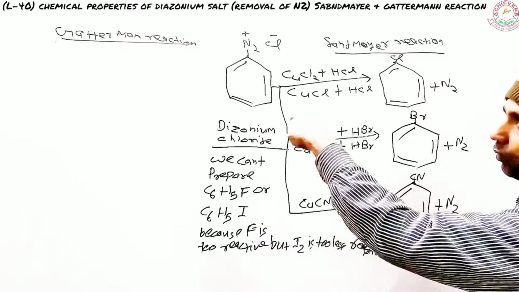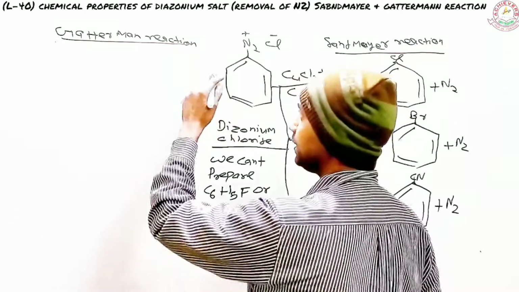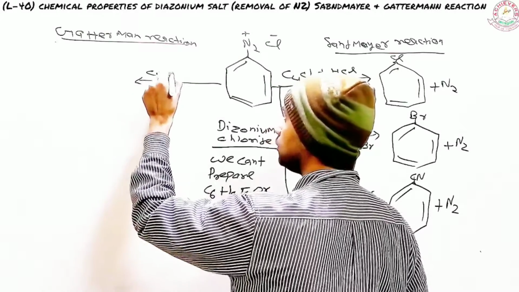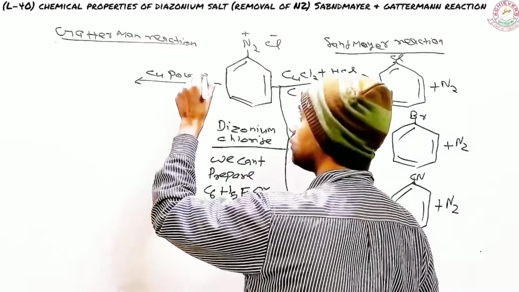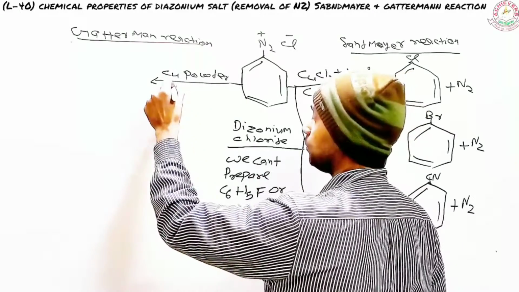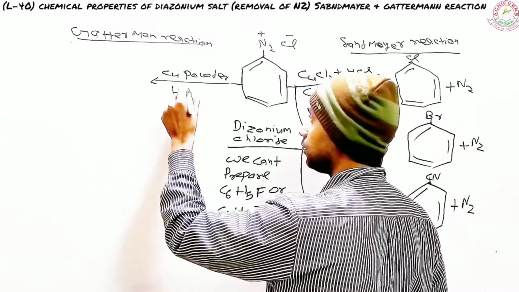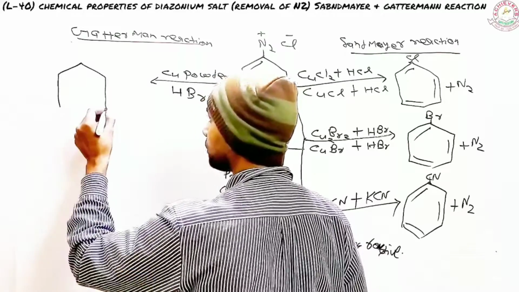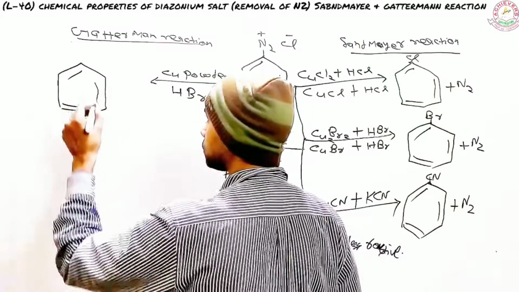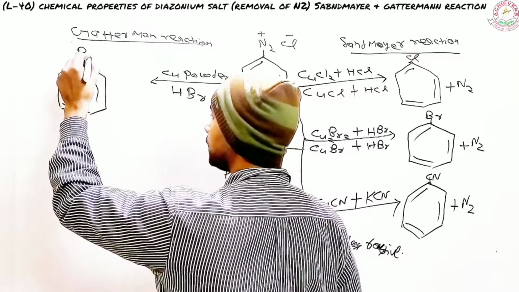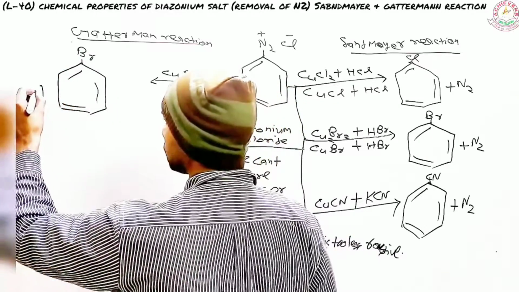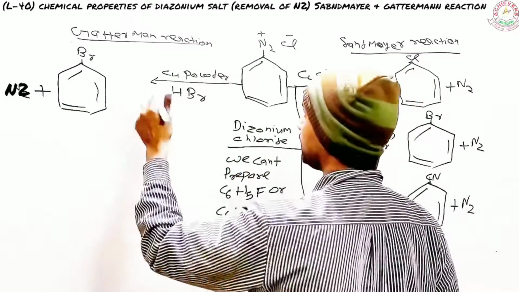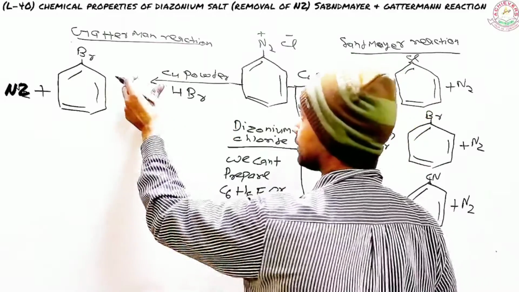Now, let's compare to the Gattermann reaction. In the Gattermann reaction, if you use copper powder and HBr, you can produce bromobenzene. So I'm placing a bromine here, but like always, this also involves releasing nitrogen gas.